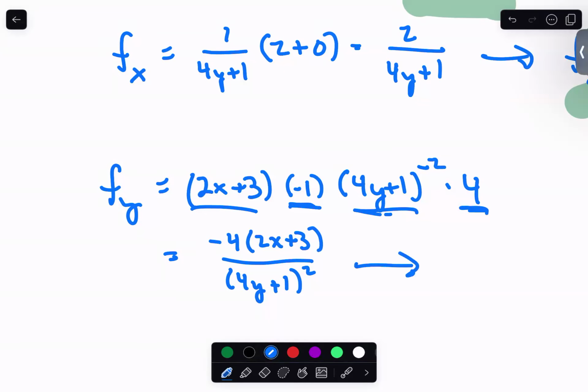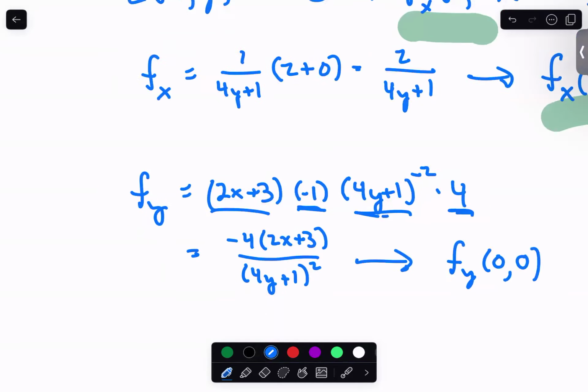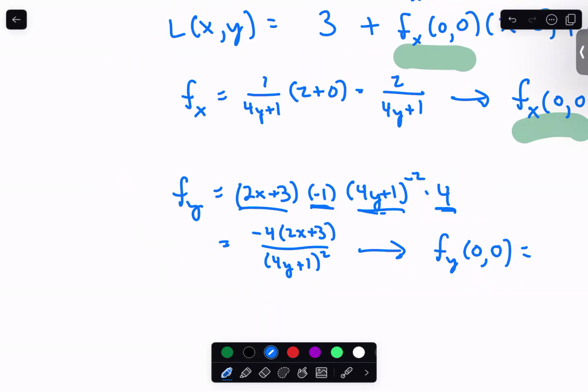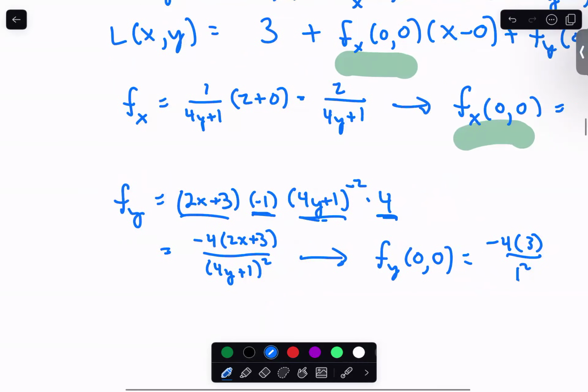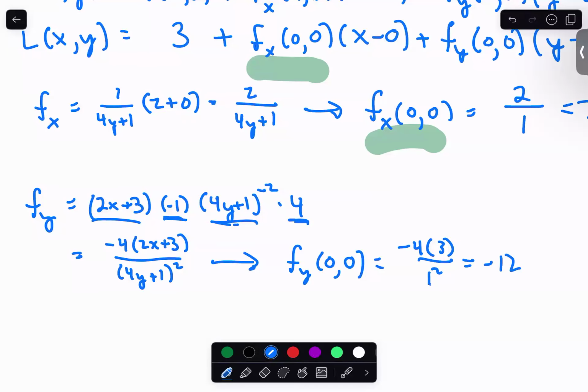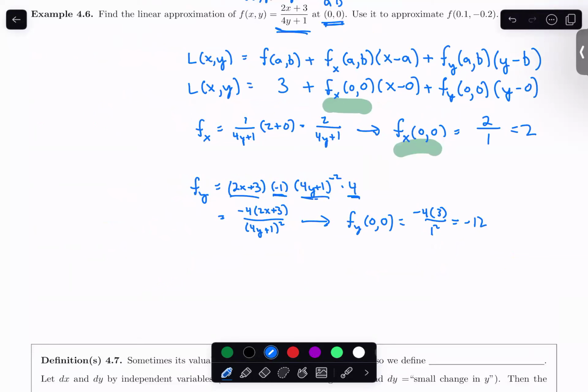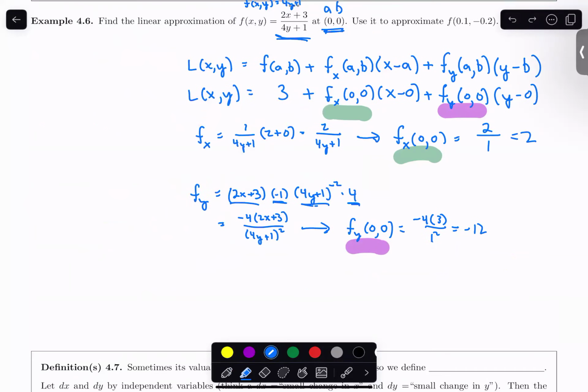And now again, just like before, my linearization has me interested in this y derivative at a specific point. So when x is equal to 0 and y is equal to 0. So if I go ahead and I plug these things in, let's see, I get -4 times 3 divided by 1 squared. So this ends up being -12. So now I have here both my pieces. Again, I needed a derivative of x at 0, 0 and a derivative with respect to y at 0, 0. So now my linearization equation is going to be 3 plus 2 times x minus 12 times y.